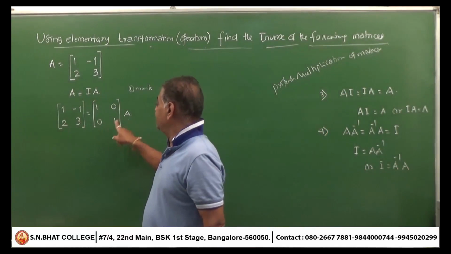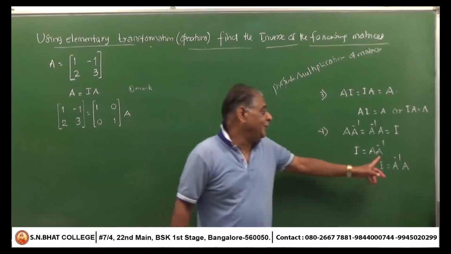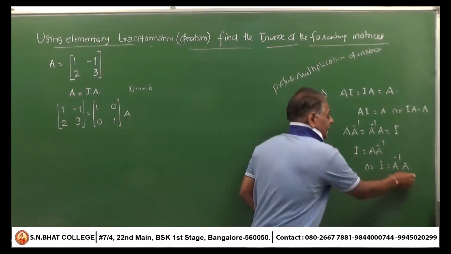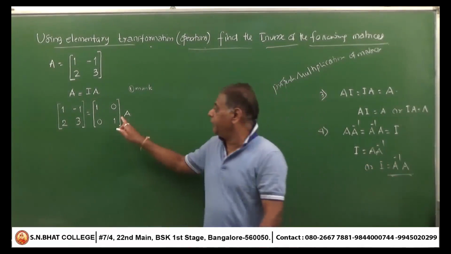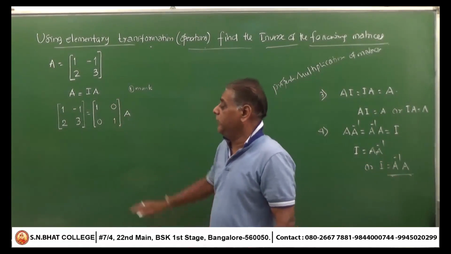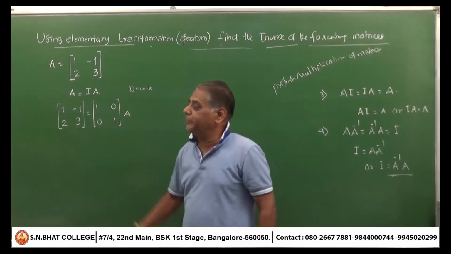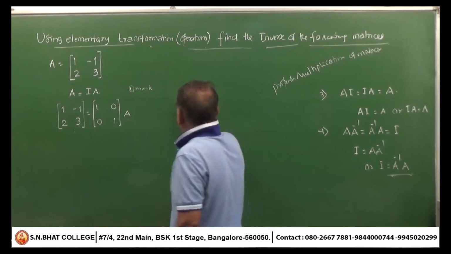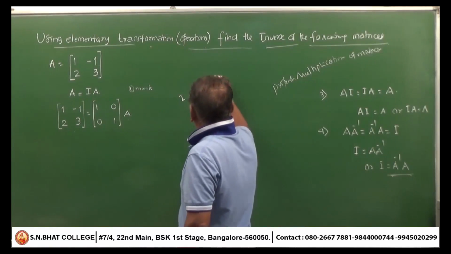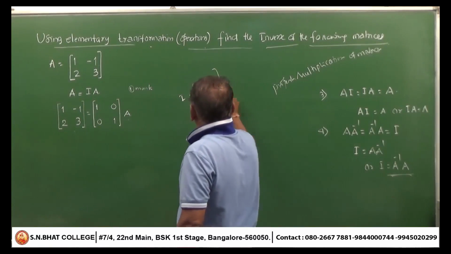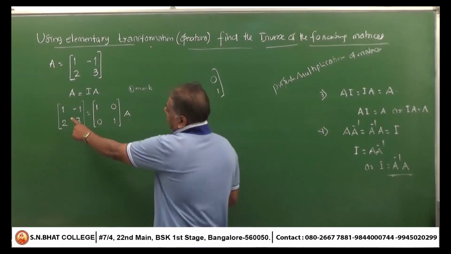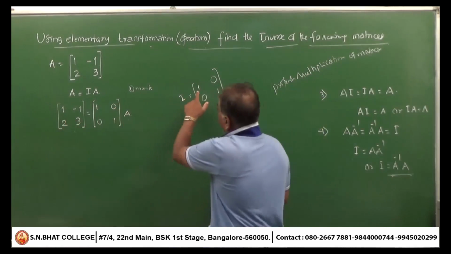This A inverse into A, I will try to write in this form: I is equal to A inverse into A. Therefore, I am not replacing A by that matrix. First, I will make the left hand side matrix to be identity matrix. Identity matrix is 1 0 0 1. Already 1 is there. Nothing to worry.